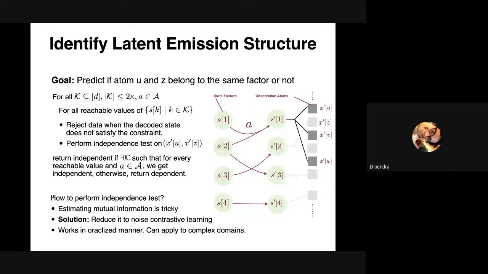There's a lot of literature in statistics, but often they are concerned with different issues, like not with computational efficiency. Or you can think about something even more naive, like estimating mutual information. But those things are tricky because mutual information is a KL divergence, which is tricky to estimate. And our solution is to reduce independence testing to performing noise contrastive learning. And I have some backup slides, and I can talk about how this is done.